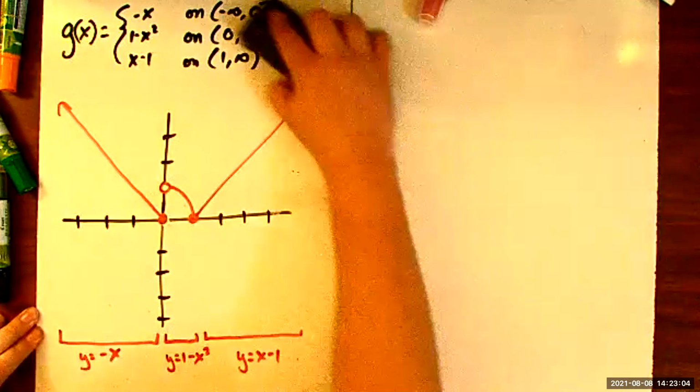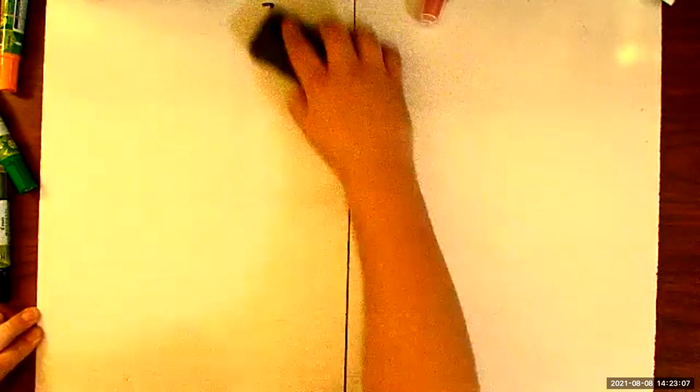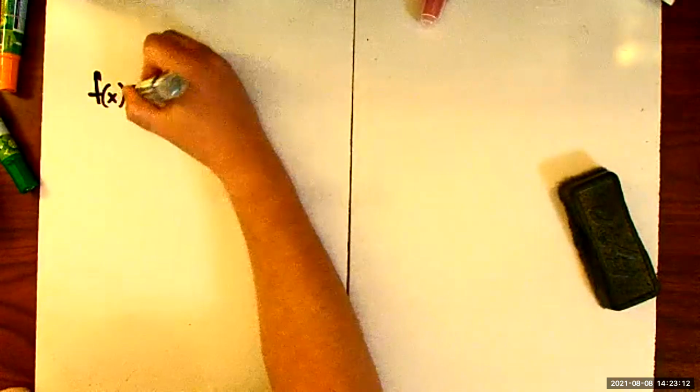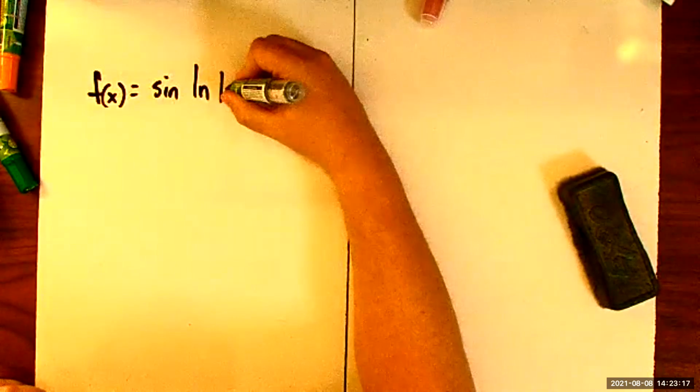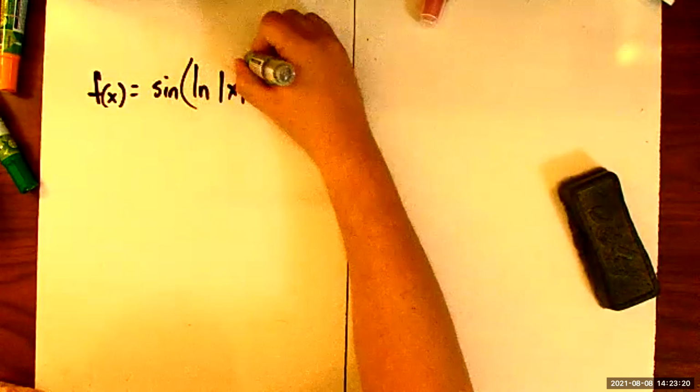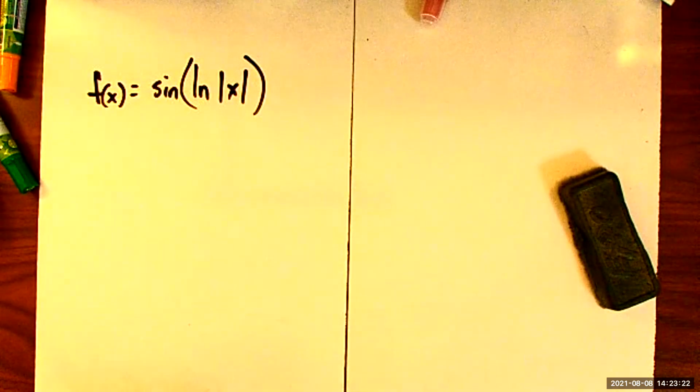Let me do something like this. If I asked you to graph f of x equals the sine of the natural log of the absolute value of x, could you tell me what the graph of that function is going to look like? We're going to be dealing with functions like that. And at this point, I don't expect you to have all of the answers of what the graphs of these things look like. But we're going to be seeing stuff like this pop up very, very soon.